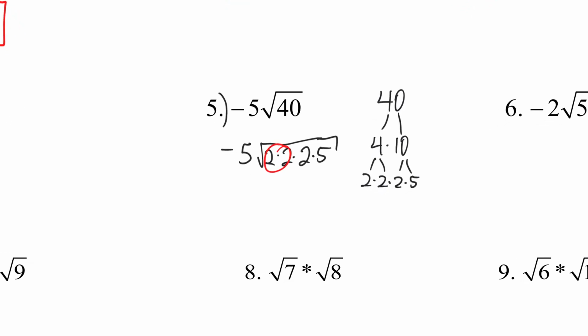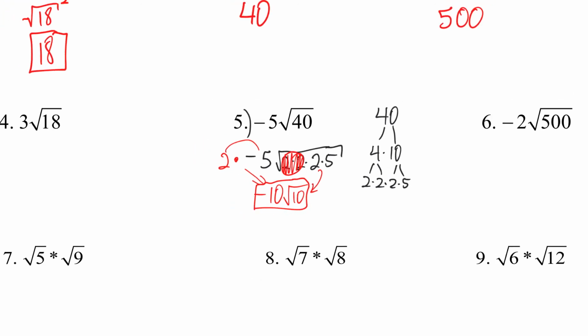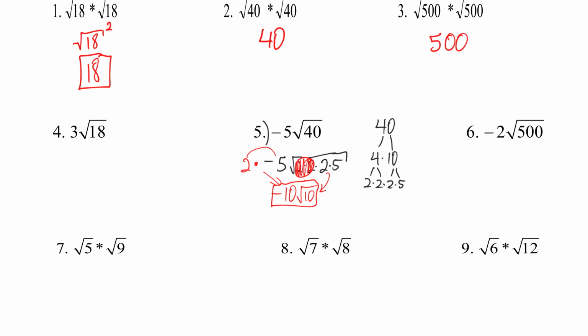So I've got one pair of 2s. So that's going to be a 2 out here. And then on the inside, okay, to pair up, it's got to have something exactly like it. So the 2 doesn't have a pair to pair up with. The 5 doesn't have a pair to pair up with. So those are staying underneath. So on the outside, what are we going to have? -10, because 2 times -5 gives us this -10. And then on the inside, this 2 times 5 is going to give us a +10. So we get -10 square roots of 10. So it's the exact same thing, just with the negative there.